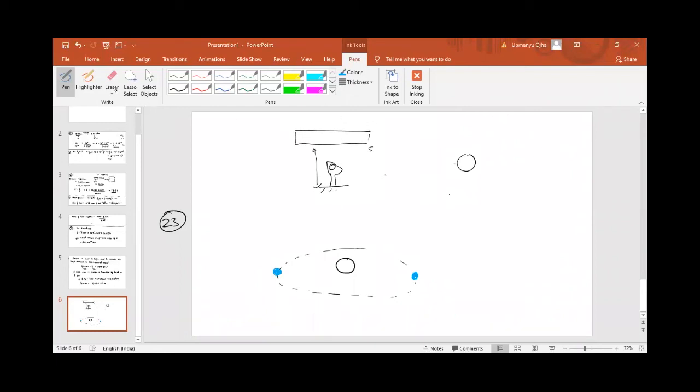Now if we observe from a distant star, S1, from the star, how much angle will it be subtending? With respect to this star, how much angle has it rotated? This would be theta 1, this would be theta 2. The total angle would be theta, and the distance the Earth has traveled is 2 astronomical units.